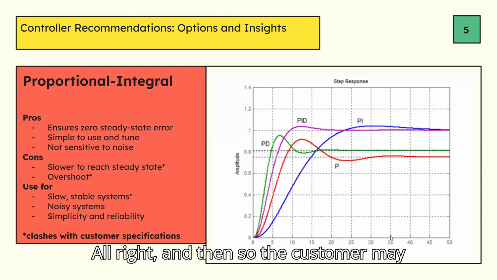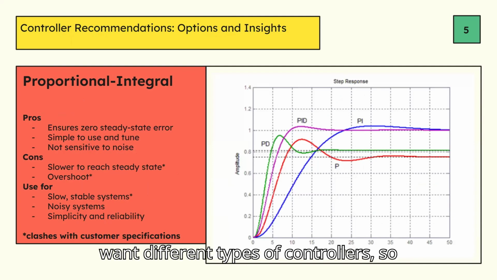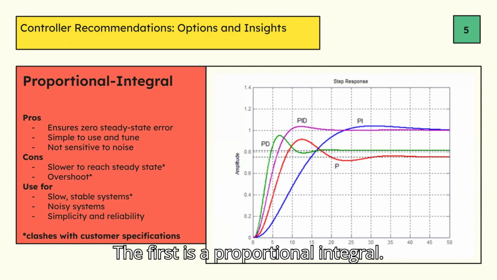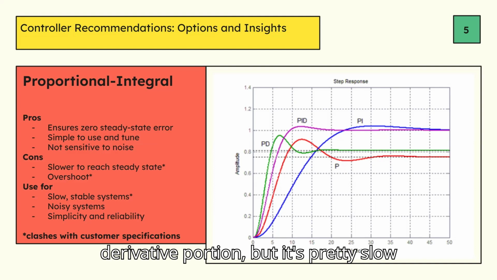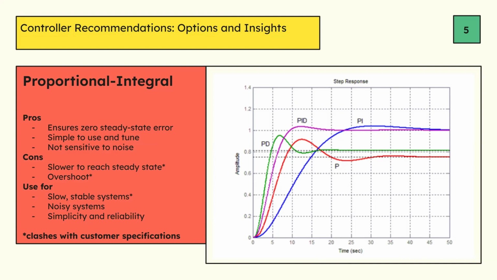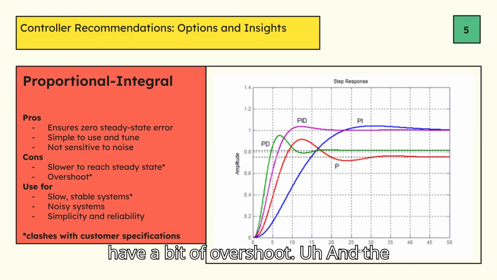All right, and then so the customer may want different types of controllers. So we've listed out three different types. The first is a proportional integral, which will ensure zero steady state error. It's simple to use and tune, and it's not sensitive to noise because it lacks the derivative portion. But it's pretty slow compared to the other two, and it can have a bit of overshoot.